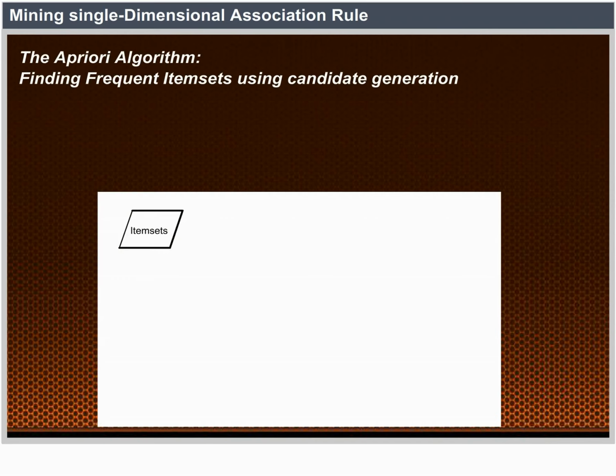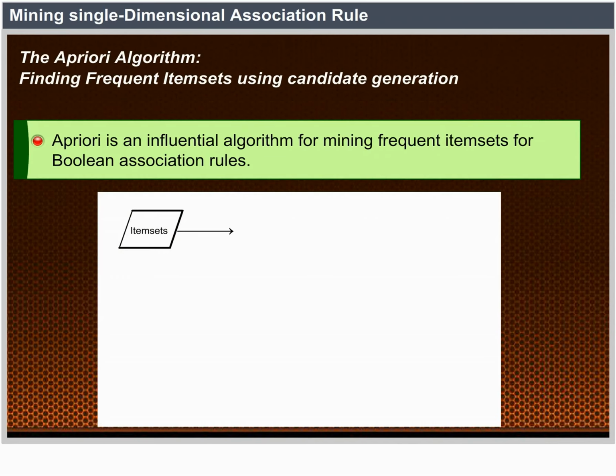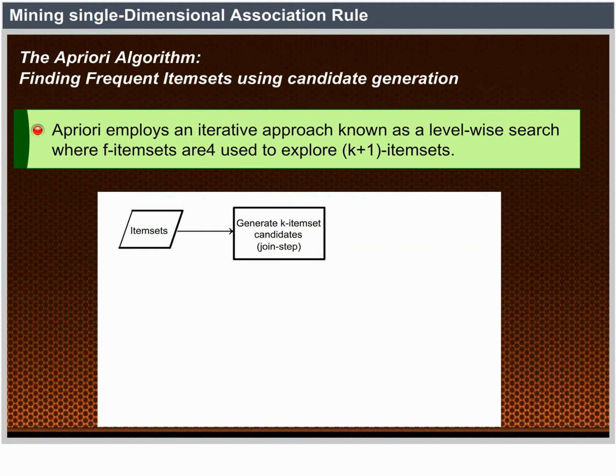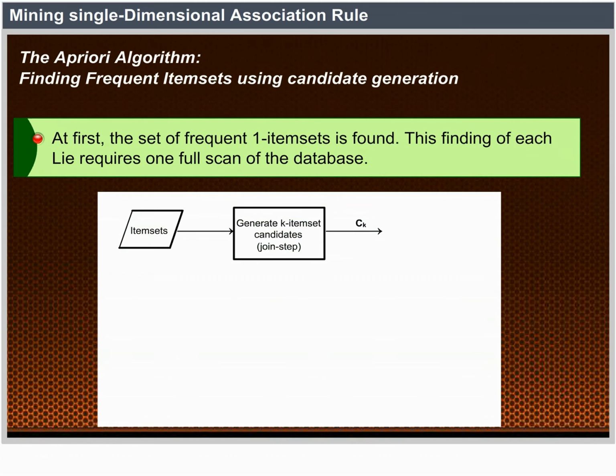Apriori is an influential algorithm for mining frequent item sets for Boolean association rules. The name of the algorithm is based on the fact that the algorithm uses prior knowledge of frequent item set properties. Apriori employs an iterative approach known as a level-wise search, where k item sets are used to explore k plus 1 item sets. First, the set of frequent 1 item sets is found. This finding of each Lk requires one full scan of the database.